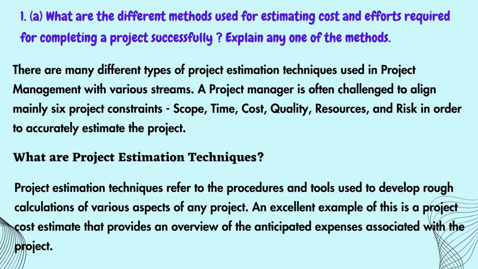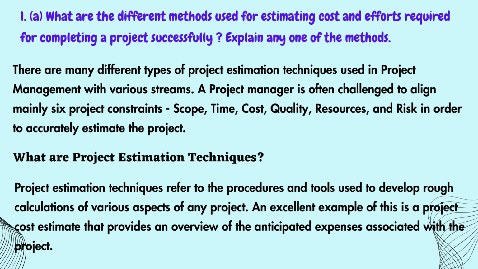What are the different methods used for estimating the cost and efforts required for completing a project successfully? Explain any one of the methods. There are many different types of project estimation techniques used in project management with various streams. A project manager is often challenged to align mainly 6 project constraints: scope, time, cost, quality, resources, and risk in order to accurately estimate the project.